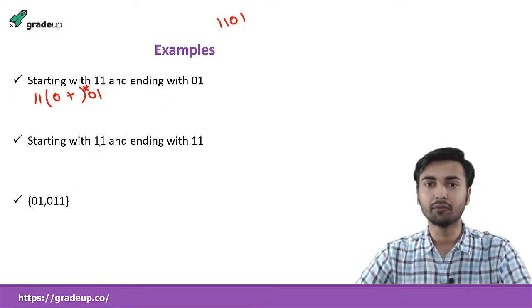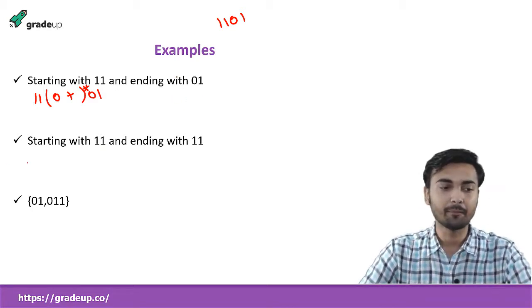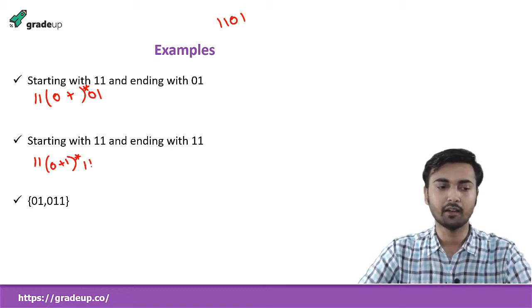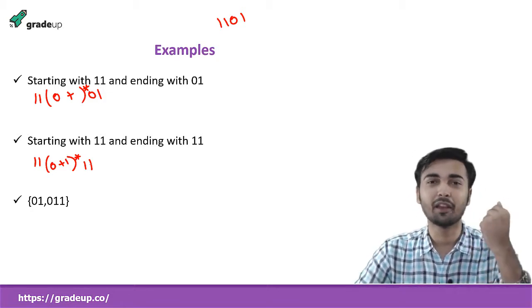Now try it again for 1 1 and 1 1. Starting with 1 1, ending with 1 1. Write like this: 1 1 (0 plus 1) star 1 1. Now check whether you have left something or not. What have you left? Please tell me now.